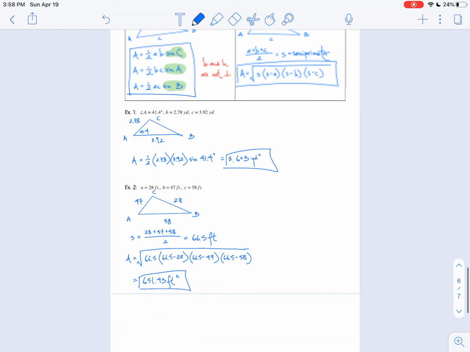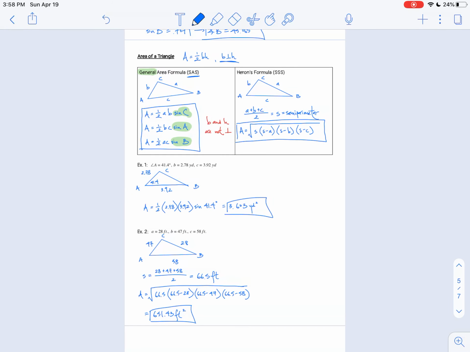Let me zoom back out for a moment. This last video was really just about finding the area of a triangle when you don't know that the base and the height are perpendicular, or if you don't have any of the angles inside.